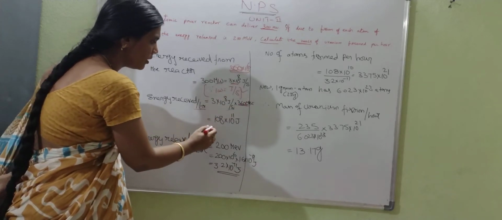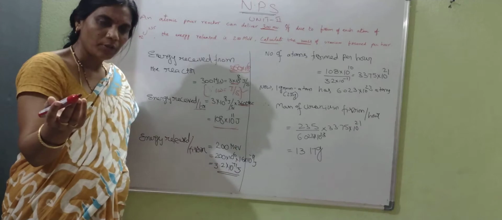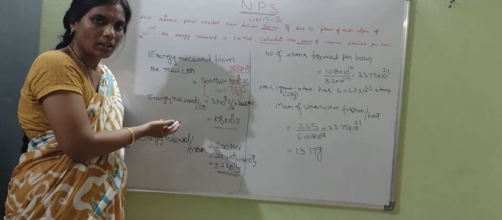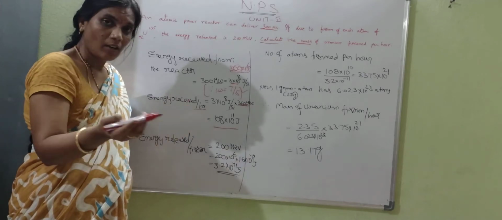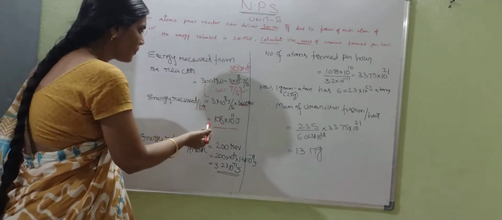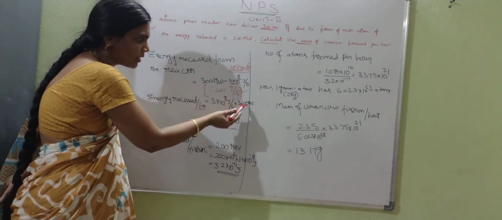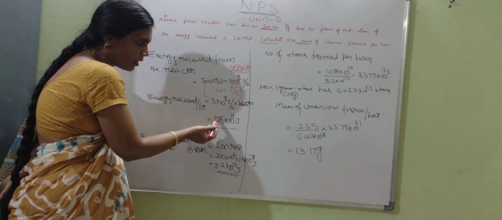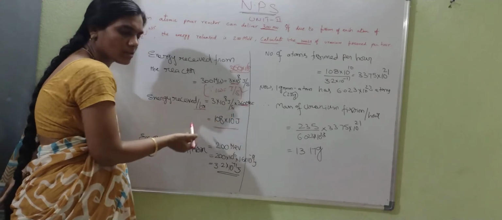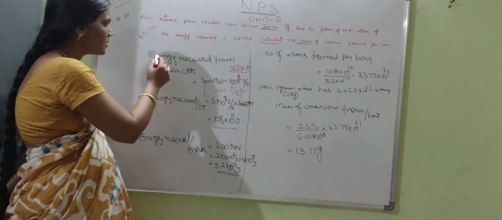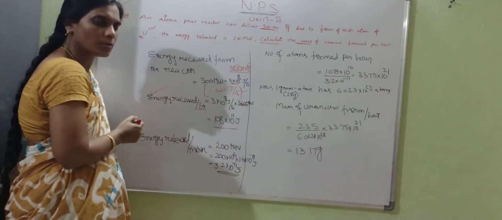So do this parallelly with my lecture in your notes. Use calculators. 3 into 10 power 8 into 3600 is equal to 108 into 10 power 11 joules. So this is the energy received value in joules.